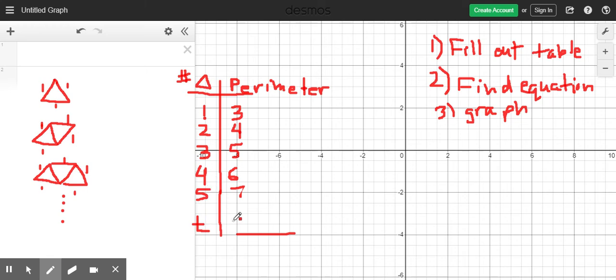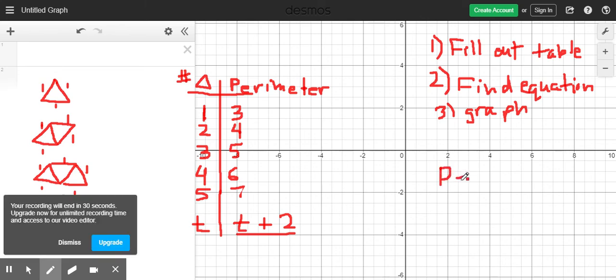So if we have t triangles, there would be t plus 2 on the perimeter, because if you compare the number of triangles with the perimeter, it is always plus 2 from the triangles. 1 plus 2 is 3, 2 plus 2 is 4, 3 plus 2 is 5, 4 plus 2 is 6, 5 plus 2 is 7, and so on. So our equation is going to be the perimeter is always equal to the number of triangles plus 2.